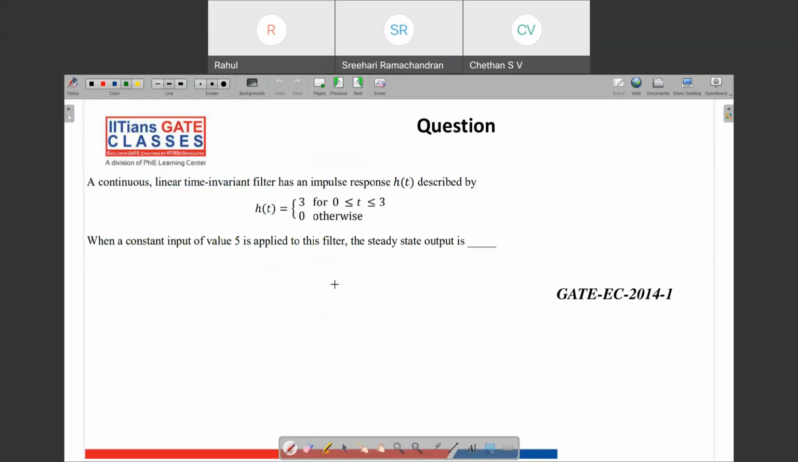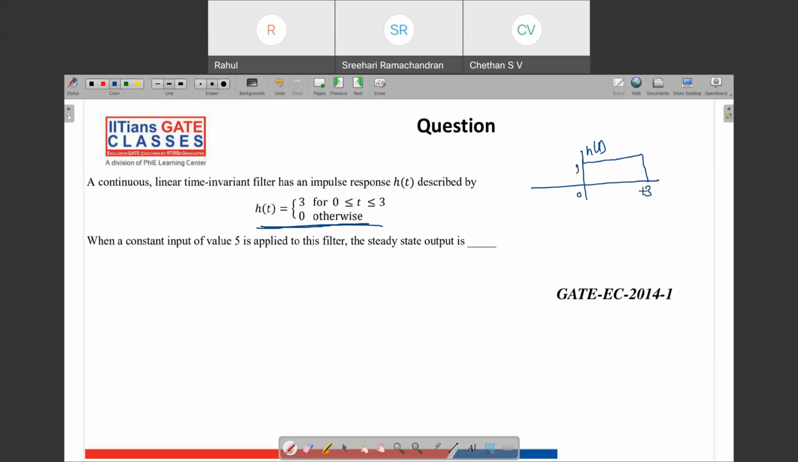So let me attempt one question. This is one of the problems asked in GATE EC, and it is based on the problem that we just solved. We have been given a linear time invariant system, a filter, where the impulse response is given by this. When you plot this impulse response, it looks like h of t equal to 3 from t equal to 0 to 3.